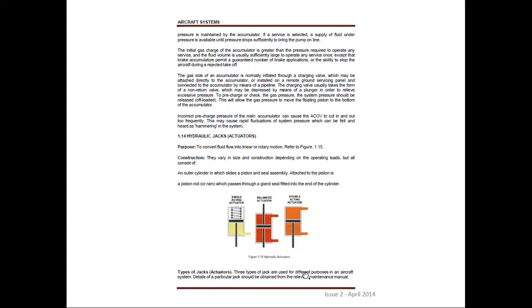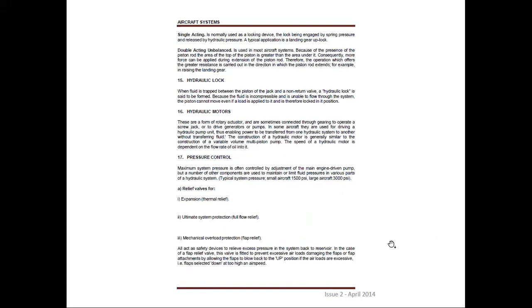Types of jacks. Three types of jack are used for different purposes in an aircraft system. Details of a particular jack should be obtained from the relevant maintenance manual. Single acting is normally used as a locking device, the lock being engaged by spring pressure and released by hydraulic pressure. A typical application is a landing gear up lock.